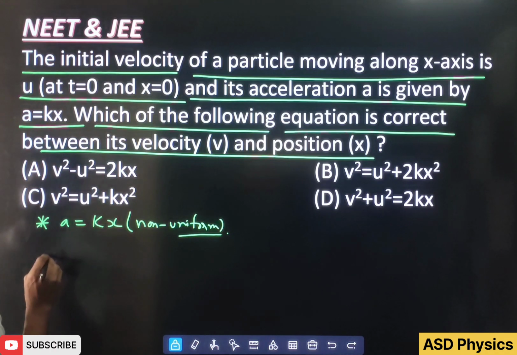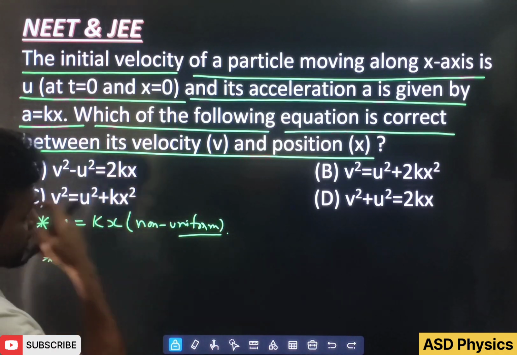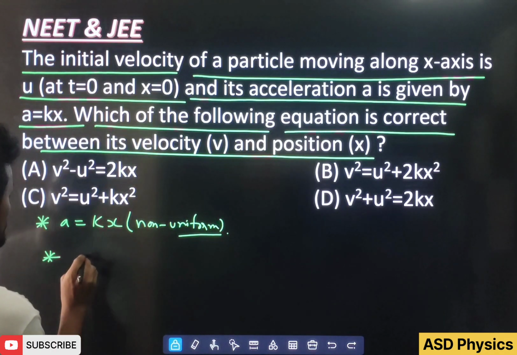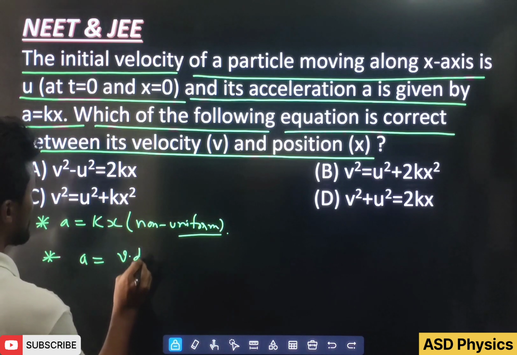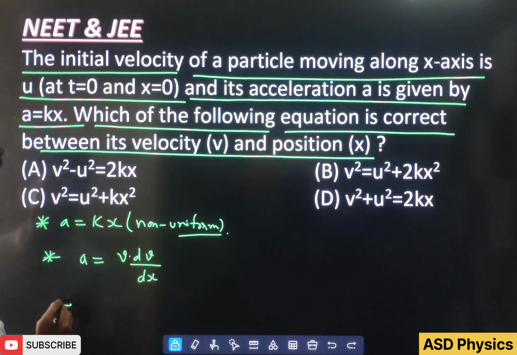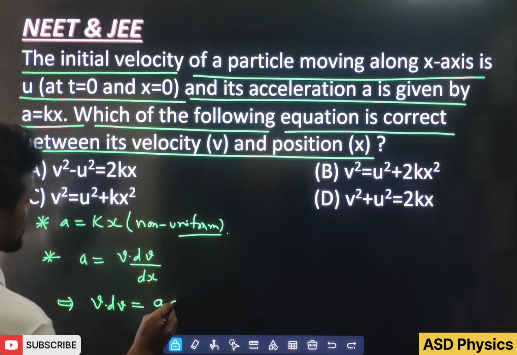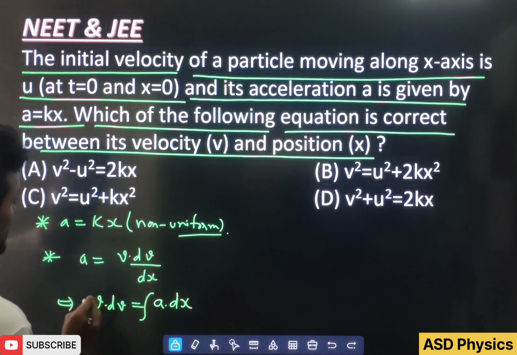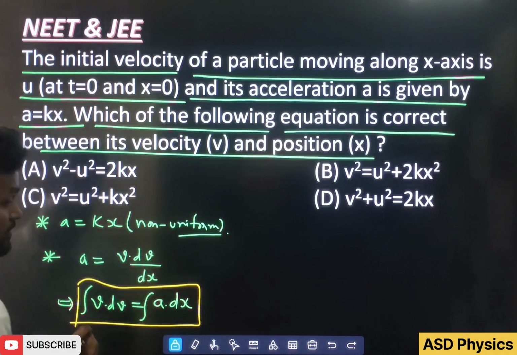Okay, and you know which equation I'm going to use here to prove this third equation. I'm going to use this one here. Even in my previous video I have covered it: a equal to v into dv by dx. So I can write here v into dv is a into dx, and I will put the integration here. This is the basic equation, I will use it here.